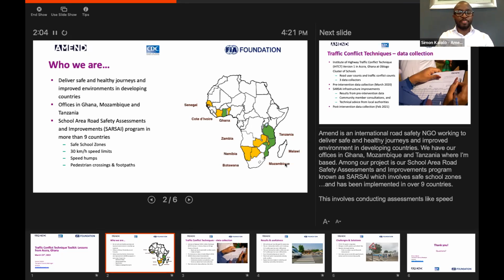But fundamentally, to conduct these assessments as part of the project, we very much involve key members of the community, but also the local government authorities, as well as our technical team of engineers and community social experts who together work to come up with very specific interventions that improve safety around schools.